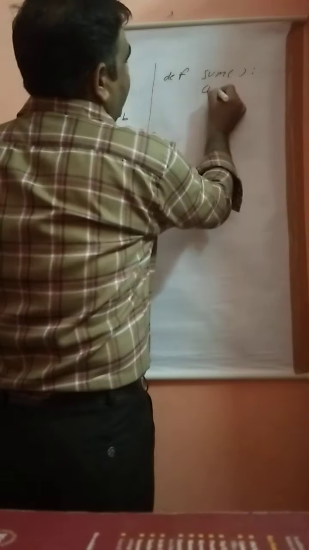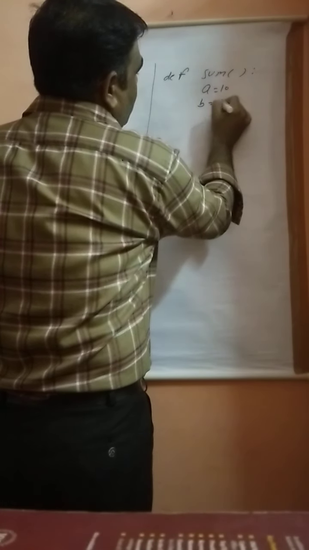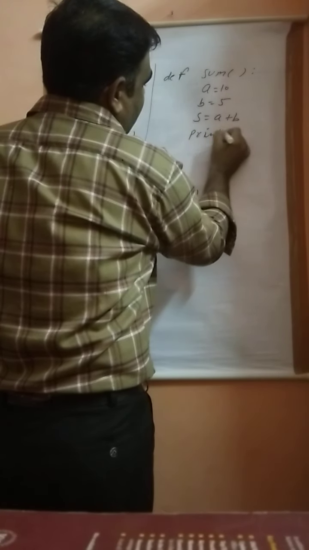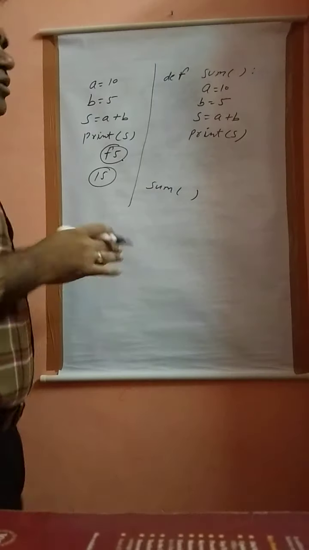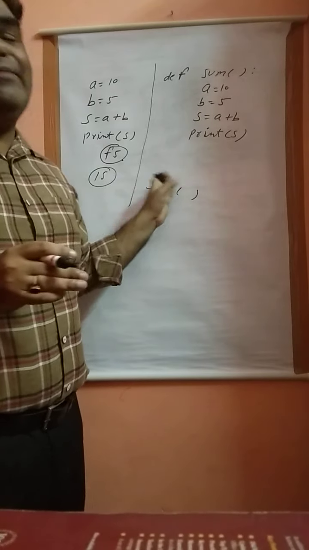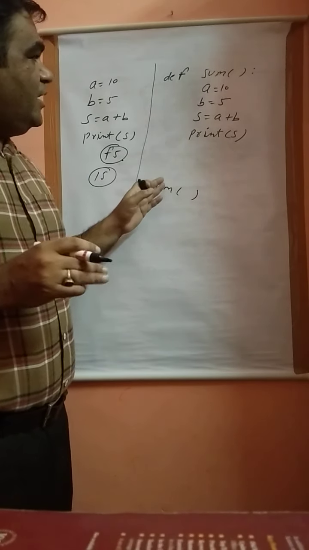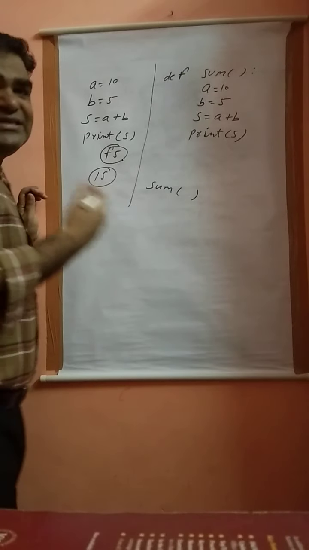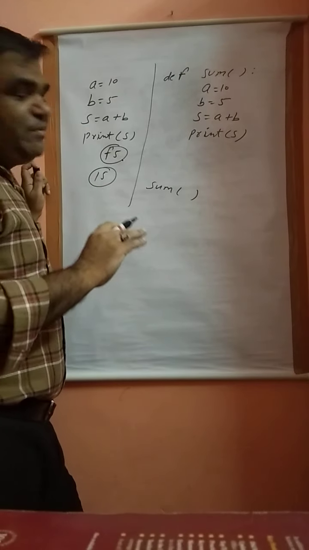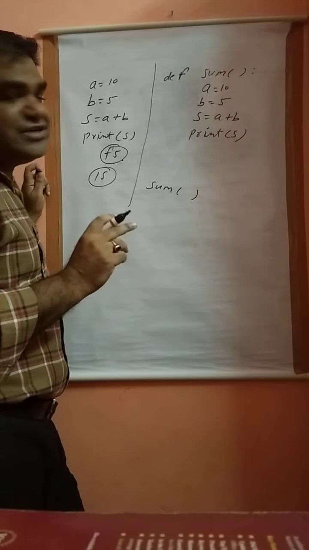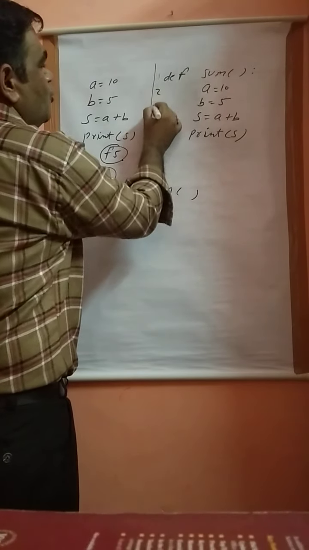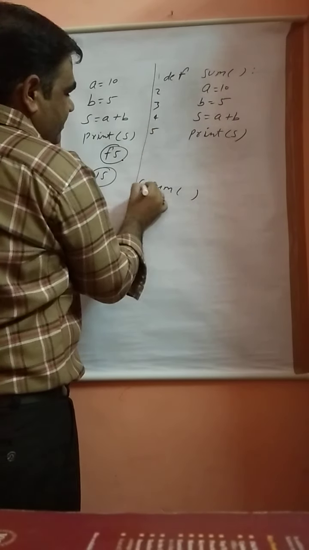So I just write here a equal to 10 and b equal to 5 and s equals a plus b, and after that print s. So now you see the difference between a simple program and the function program in front of you. Now let's see the execution of the program. Before writing the execution path, we mention the numbering in front of each statement. So I write here 1, 2, 3, 4, 5 and 6.